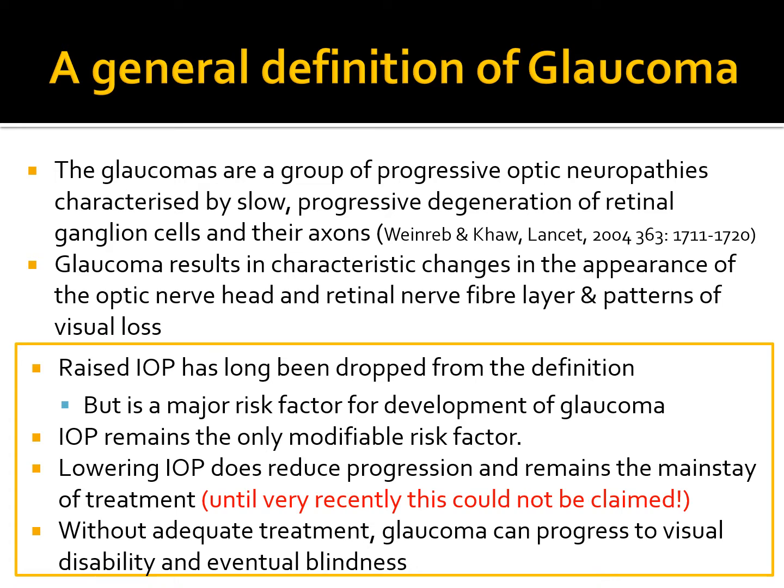Raised IOP, we all know this, has long been dropped from the definition, but it is certainly a major risk factor for developing glaucoma. And of course, as we all know, IOP remains the only modifiable risk factor. So lowering IOP does reduce progression and remains the mainstay of treatment. And until quite recently, you couldn't actually claim that. I know we intuitively knew it was true, but you couldn't claim it. And without adequate treatment, glaucoma can progress to visual disability and eventual blindness.